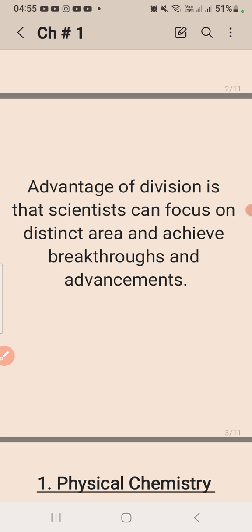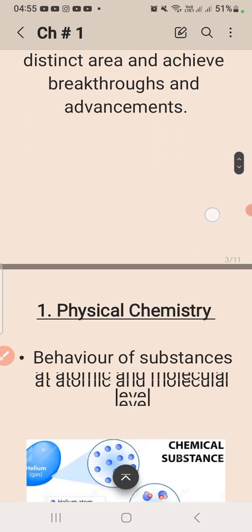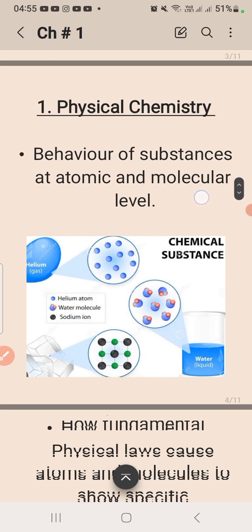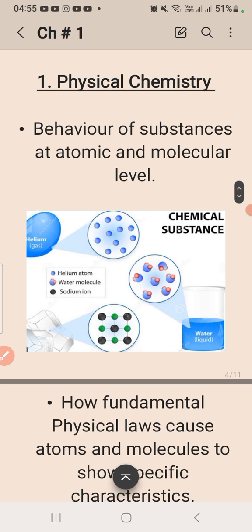The branches of chemistry that we are going to discuss in this video are three branches: physical chemistry, inorganic chemistry, and organic chemistry. What do we study in physical chemistry? In physical chemistry, we study the behavior of substances at atomic and molecular level. Meaning what the substances are made up of, what is the structure of these atoms and molecules, how do they interact with each other, and how are they arranged in metals, nonmetals, and metalloids. So these behaviors of substances are discussed.